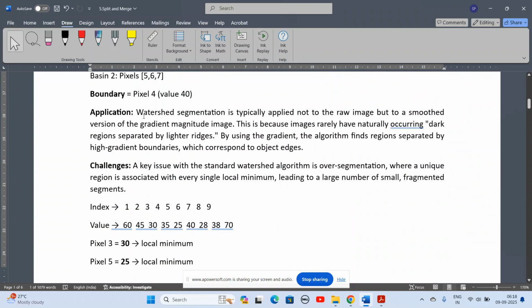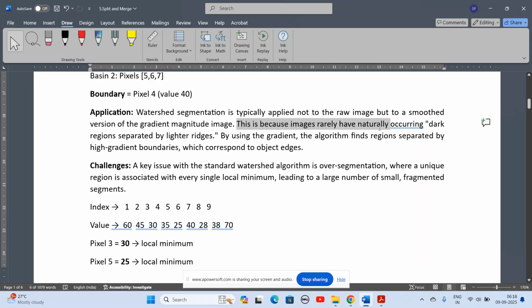And the application here is that watershed segmentation is typically applied not to raw images but to the smoothed version of the gradient magnitude images. We can't directly apply this to the raw image. After applying gradient smoothing, we can process this.